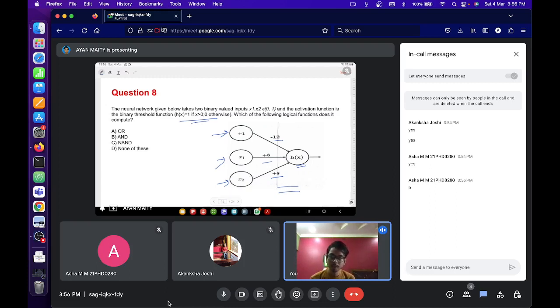Asha has written option B, which is AND. Any other answers?